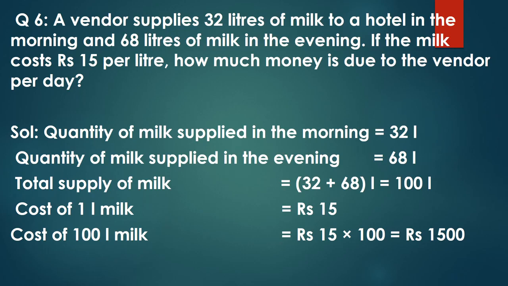Now see, quantity of milk supplied in the morning, 32 liters. Quantity of milk supplied in the evening, 68 liters. Total supply of milk is 32 plus 68, that is 100 liters. Okay. And what is the cost of milk? Cost of 1 liter of milk, rupees 15. Then what is the cost of 100 liters of milk? Rupees 15 multiplied by 100, rupees 1500. Clear?